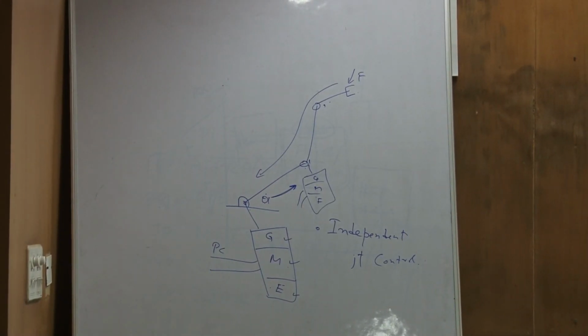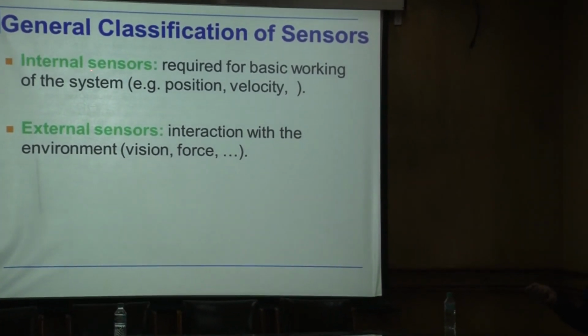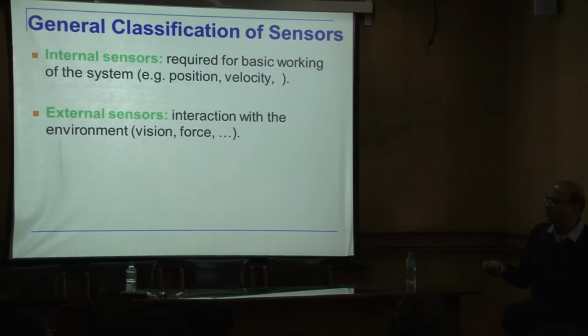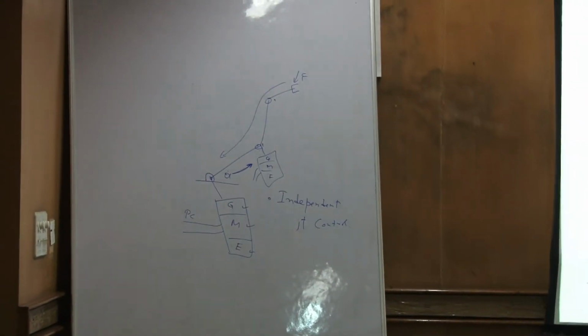So for the human beings also, we have internal sensors and we have external sensors. Right? Our body also, we have internal and external. Internal are what? Internal sensors measure your heart rate, blood pressure, temperature. That is being controlled internally. Okay? And external sensors are what? The external interaction with the world. For example, vision, hearing, speech. These are external. Right? So we also have internal sensors and external sensors. Similarly, the same classification is there for the robot. It has internal sensors required for the basic working of the robot, and external sensors are for interaction with the environment. Okay?